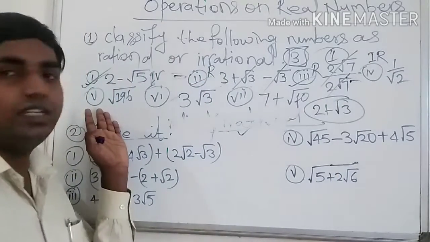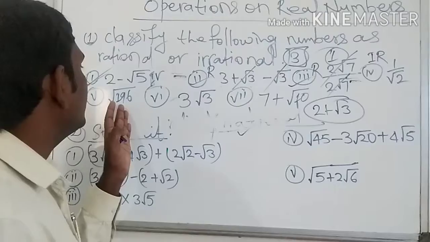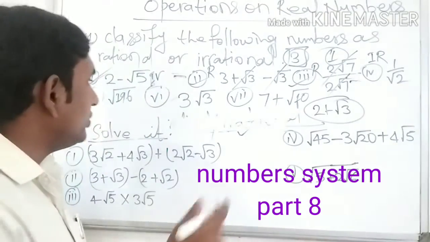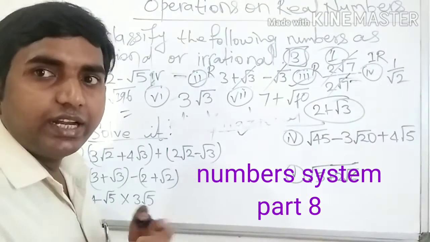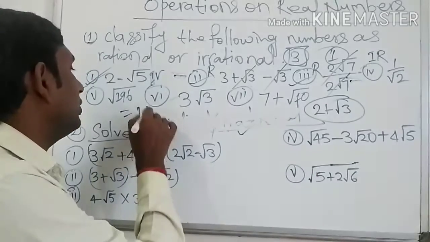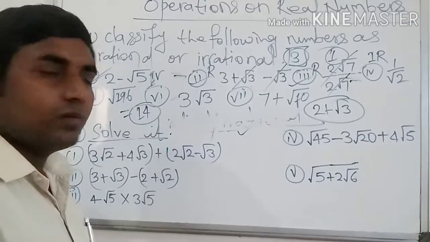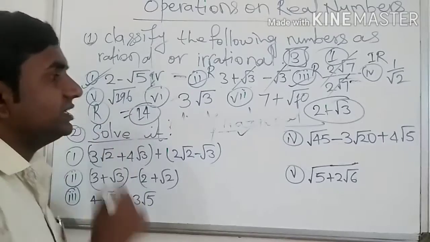Now in the next question, the given question is under root 196. We know that under root 196 is equal to 14. Okay, and 14 is a rational number, so we call question number 5 a rational number.